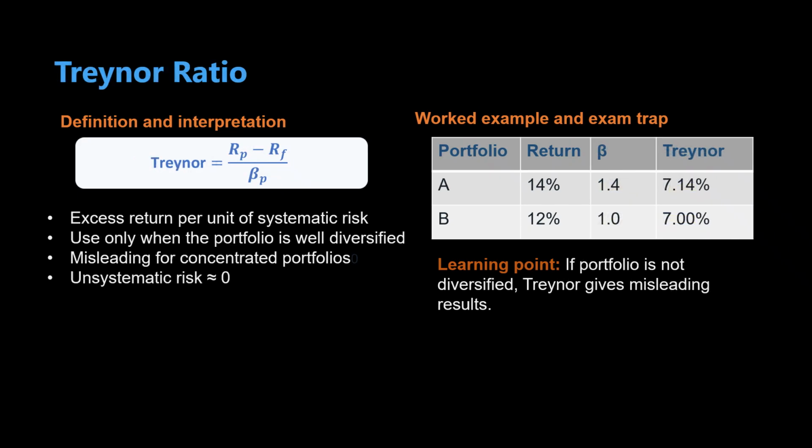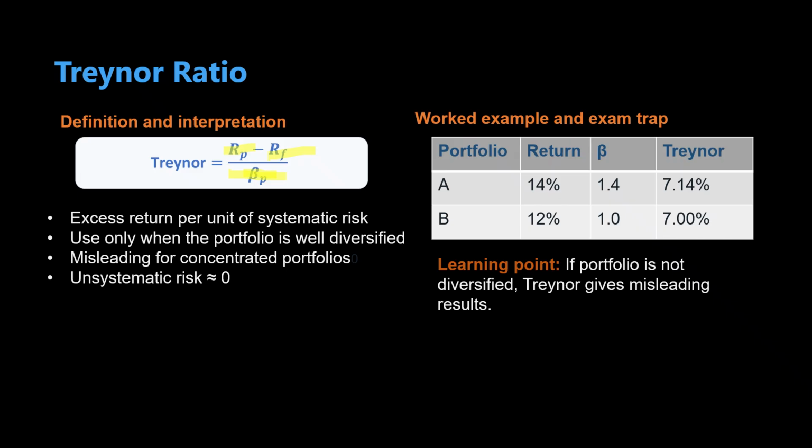The Treynor ratio adjusts for a different type of risk, not total volatility, but systematic risk, and that's measured by the portfolio beta, beta P. Its formula is as follows: portfolio return RP minus risk-free rate RF, divided by beta of the portfolio, beta P. The question this ratio answers is how much excess return did the portfolio earn per unit of market exposure.